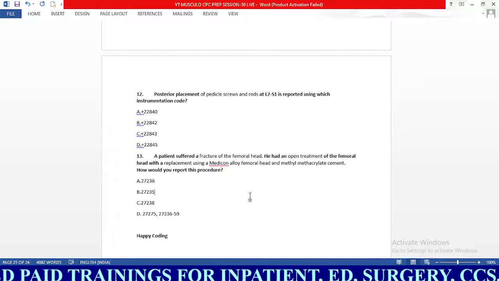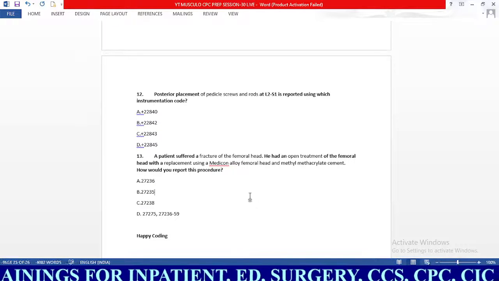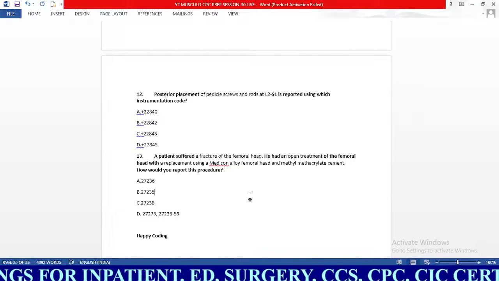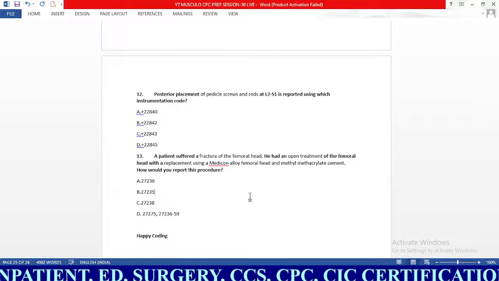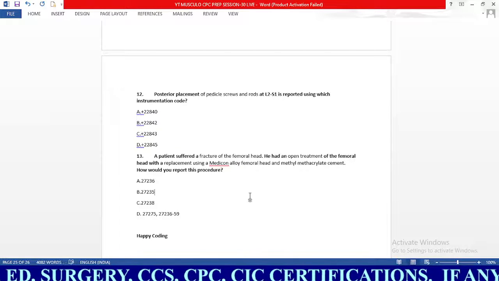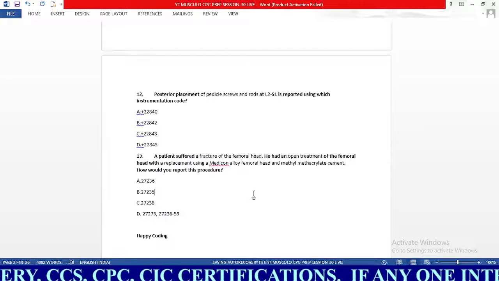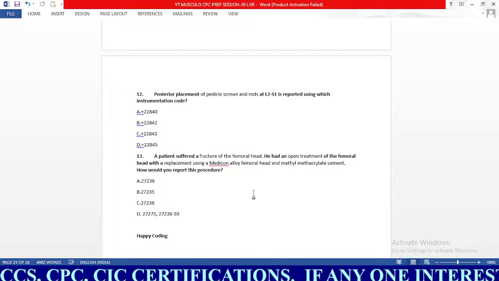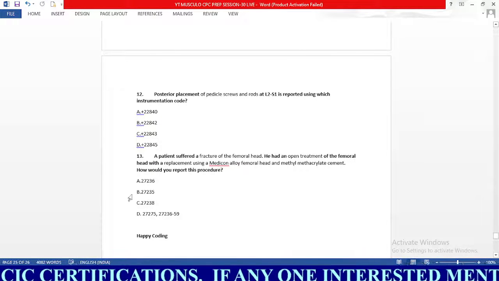Basically 27235 is a percutaneous procedure. You need to remember that in the musculoskeletal system we have three types of approaches. One is open, second is closed, third is percutaneous. So 35 is for a percutaneous procedure but ours is an open procedure. 38 is for a closed procedure but ours is an open procedure. Because of that reason, 27235 is not the answer.